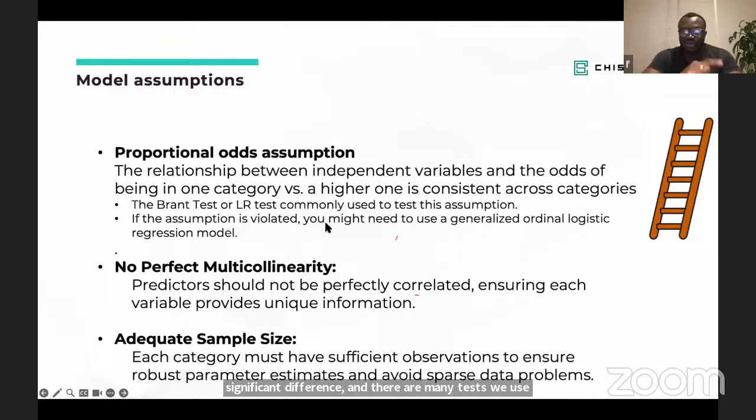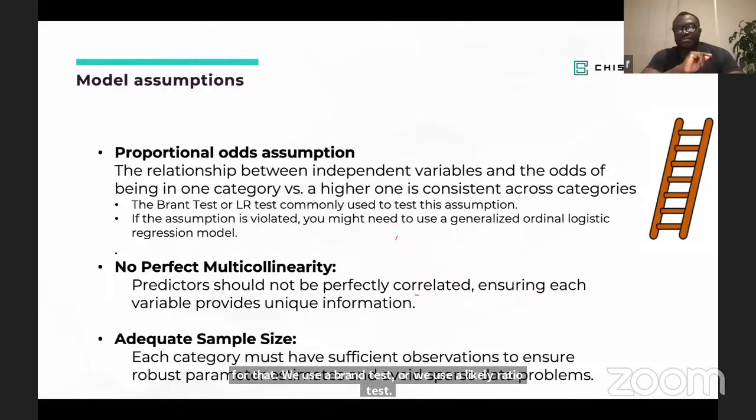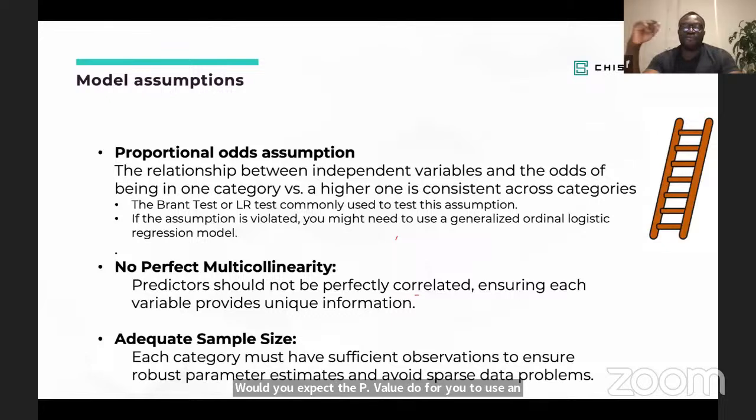So now this is a pop quiz. If you did a Brant test or a likelihood ratio test, would you expect the p-value, for you to use an ordinal regression, would you want the p-value to be less than 0.05 or more than 0.05 if this proportional odds assumption is met?